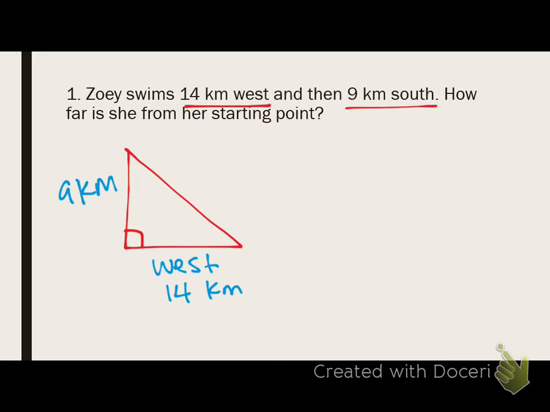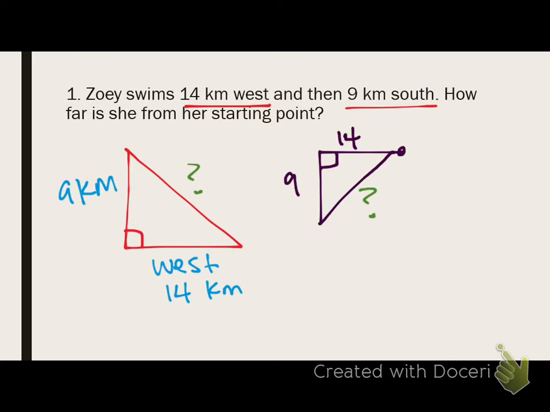If you wanted to be 100% accurate, she swam west, which is to the left. Then she swam south, which is down. But if you notice, either way, you get the same idea. We want to know how far she is from her starting point. So is that a side or an angle? A side. It's the third side. So either way we did it, we would have gotten the same idea.